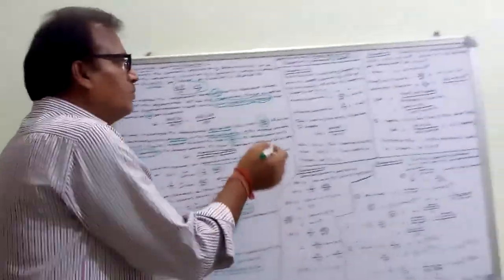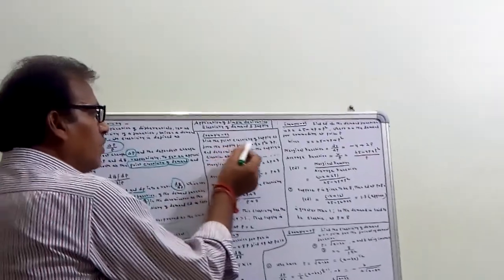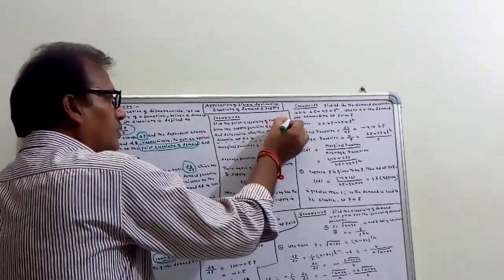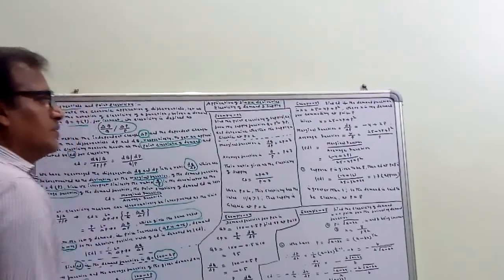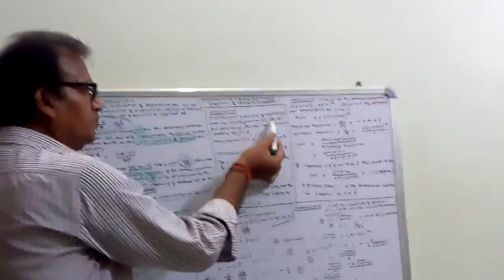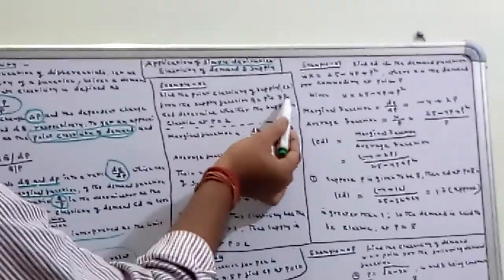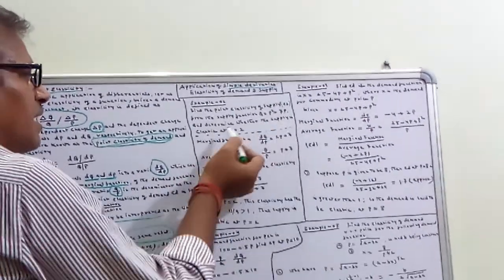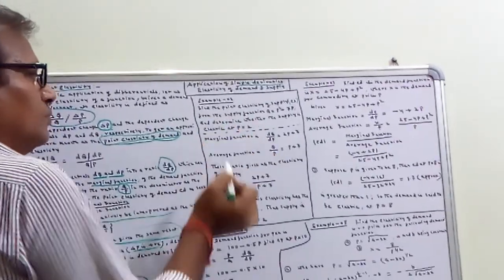Now, take for example here 2. Find the point elasticity of supply, denoted by ES, from the supply function Q equal to P square plus 7P, and determine whether the supply is elastic at P equal to 2.